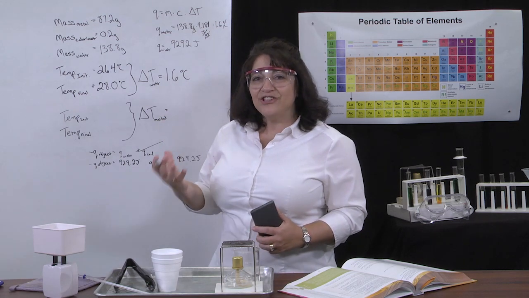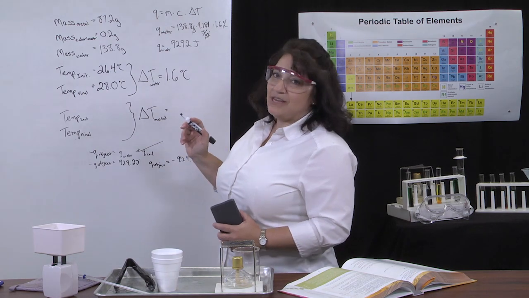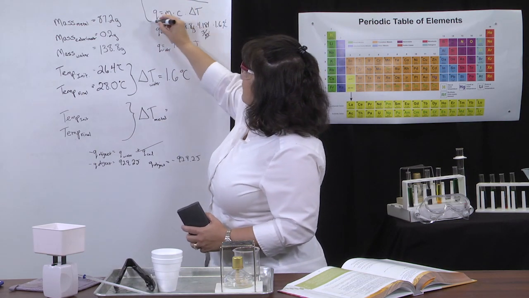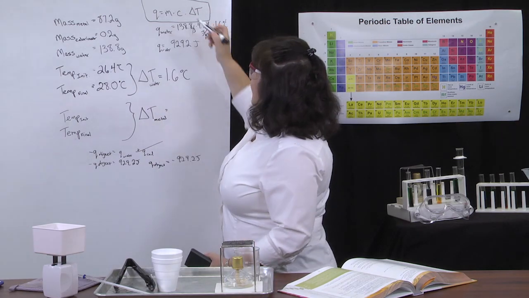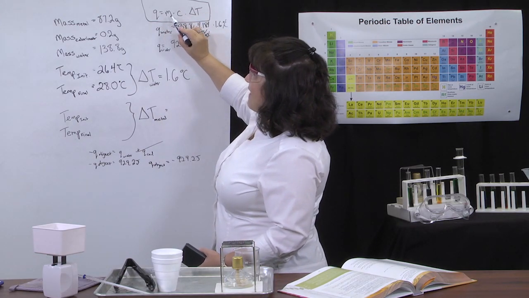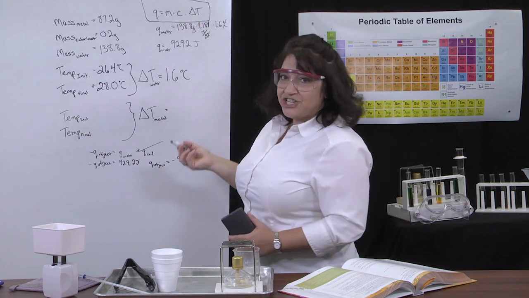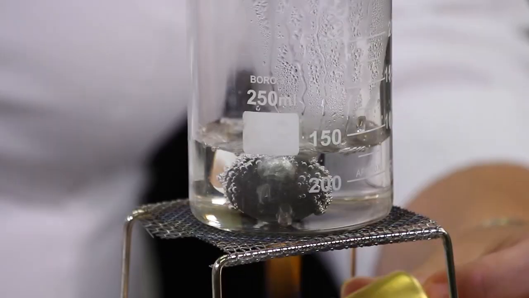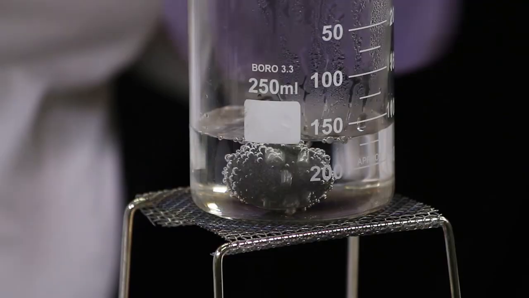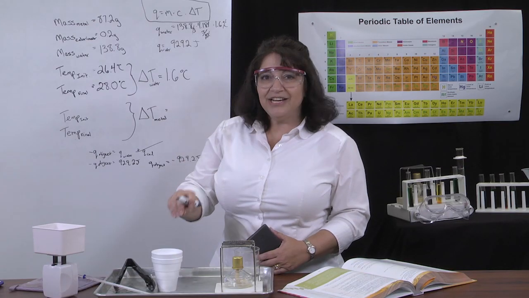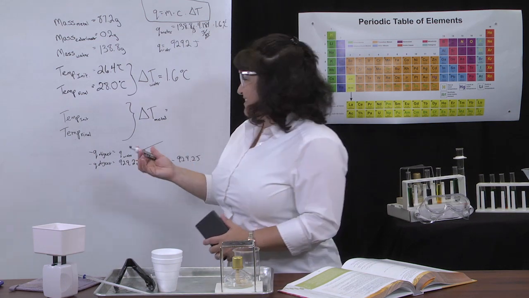Okay, now that we have the Q value for the object, we can calculate its specific heat, which is a C. We're going back to this formula. We want to find the C, which is specific heat for that metal. And we have the Q of the metal, we have the mass of the metal, and we need to calculate the change in temperature of the metal. Well, let's get the change in temperature first. The initial temperature of the metal was boiling water temperature, right? We started at that boiling water temperature, and we put it into our calorimeter. Well, what's the temperature of boiling water? 100 degrees Celsius.